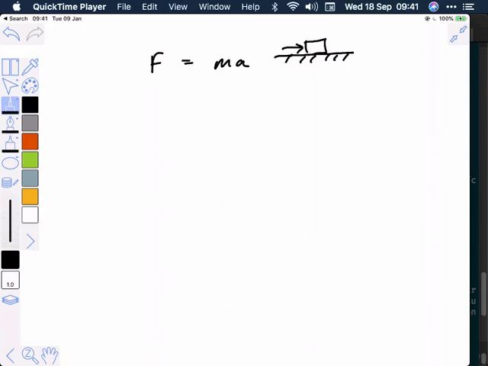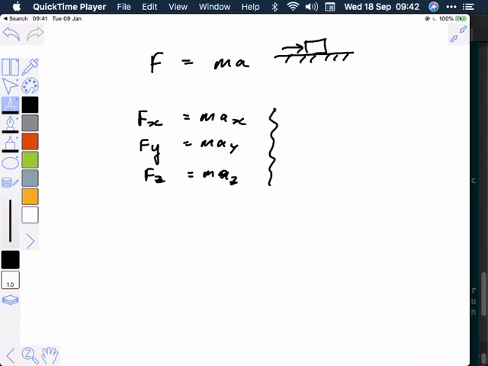I have a couple of options. I can write Fx is equal to max, Fy is equal to may, Fz is equal to maz. I can do that. Or I can introduce more powerful notation. And I can say, well, there's this thing called a vector. And I can write that using a much more succinct notation.